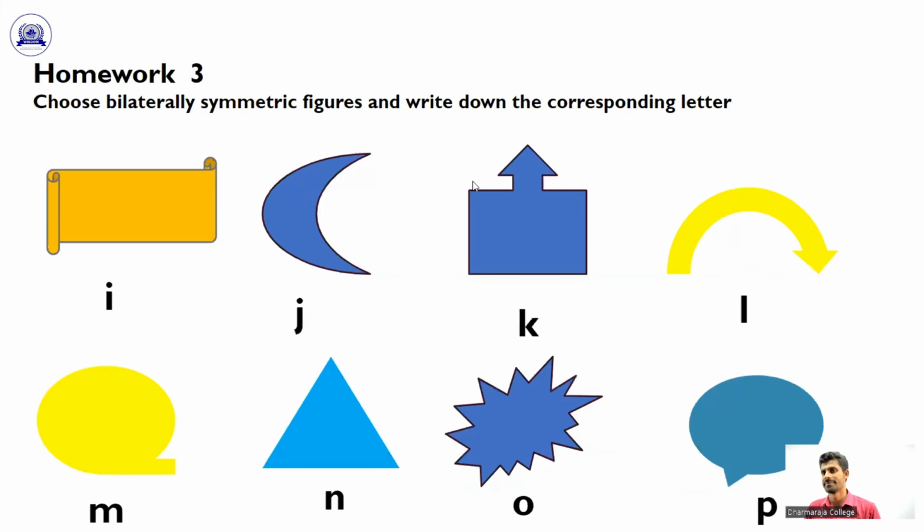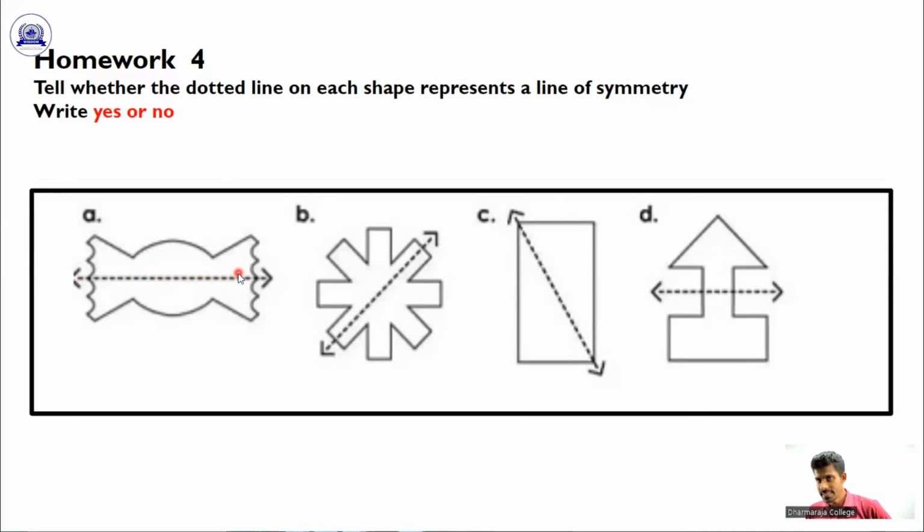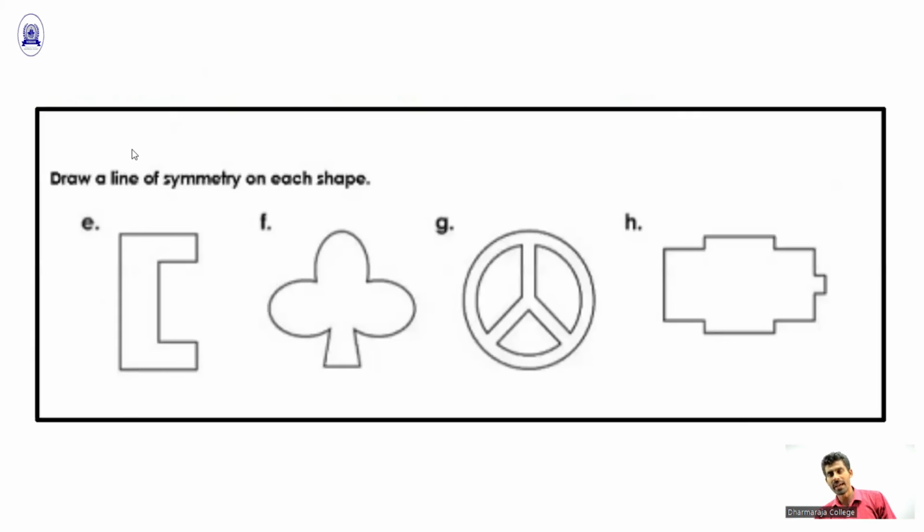And homework 3. Also same. And homework 4, tell whether the dotted line on each shape represents a line of symmetry, right? Yes or no? Look at this one. Is it a line of symmetry? Yes, yes, yes. Is that a line of symmetry? Likewise, you need to think. Just try to get the answer. And I will show you all these things. I will share that presentation with you. So you can stop the video and write down the answers. Just try to do that one by yourself.